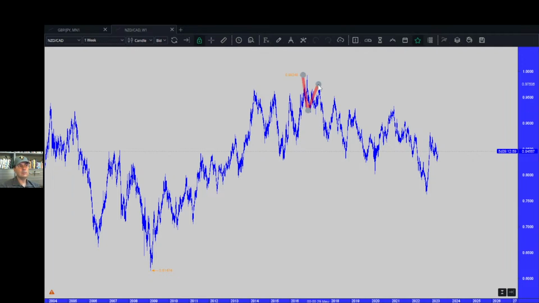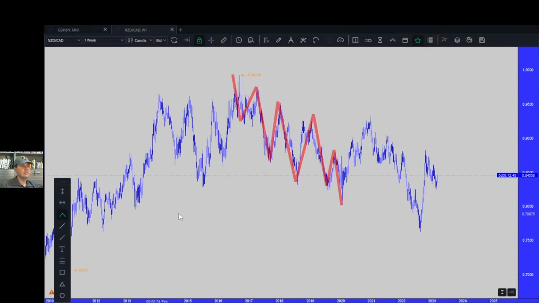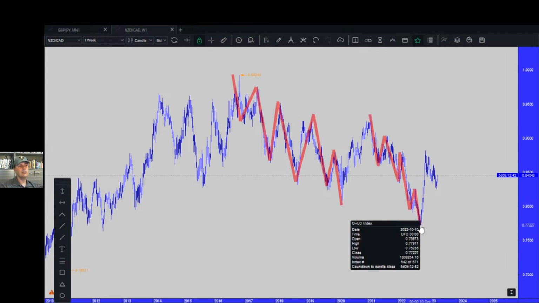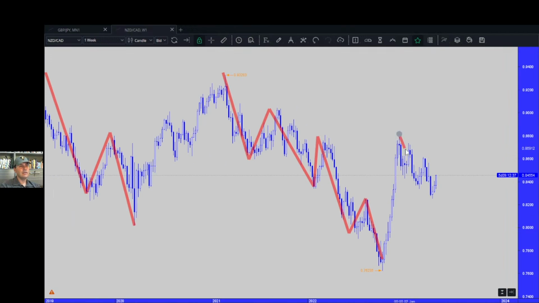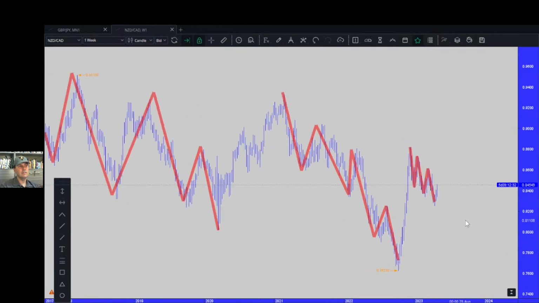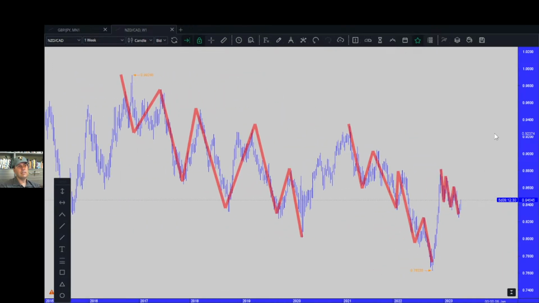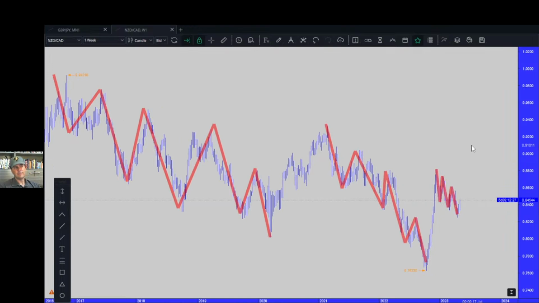High to low, low to high, high to low, low to high, and again, high to low, low to high, repeatedly across the chart. Can you see it, everybody? Oh, but it went up too.